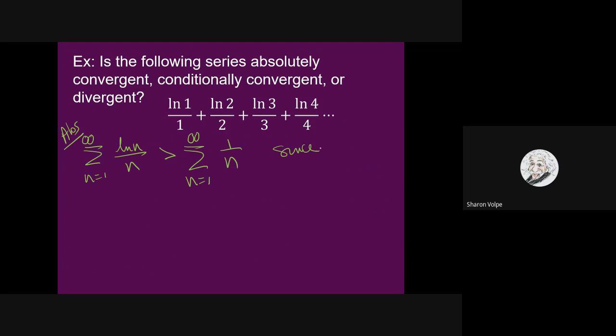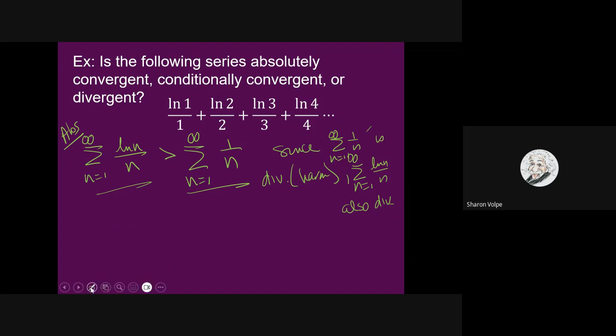Since 1 over n is divergent harmonic, the series n equals 1 to infinity of the natural log of n over n also diverges. So you want to show that this is true, and you want to talk about 1 over n diverging.